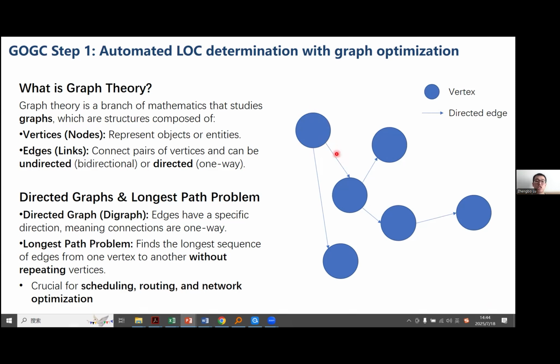Sometimes the edge can be directed, which means you can only go from one node to another in this way instead of going back. The graph based on these directed edges is called a directed graph. For a directed graph like this, there is a very interesting problem about finding the longest path. This can be done very easily in this simple graph, as shown by the red lines here. However, this process can sometimes be very difficult if we have a more complicated graph.